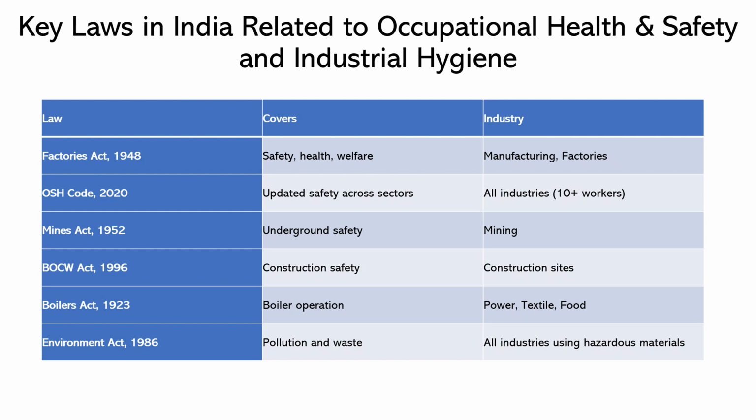Now, let's move on to the key laws in India related to occupational health and safety and industrial hygiene. In the Factories Act, you have the provision to ensure safety, health and welfare of workers in factories. So what are these provisions? Cleanliness, ventilation and lighting in workplaces. Now these are the provisions that are there in the Factories Act 1948.